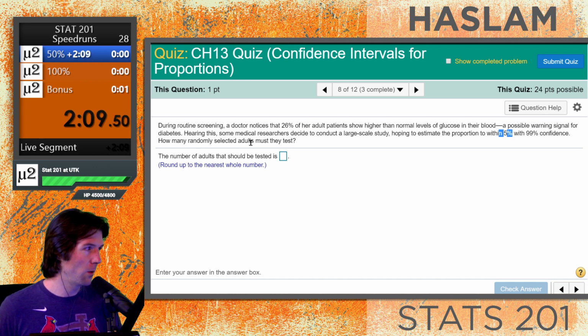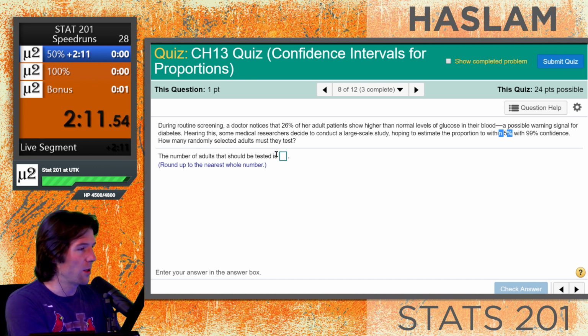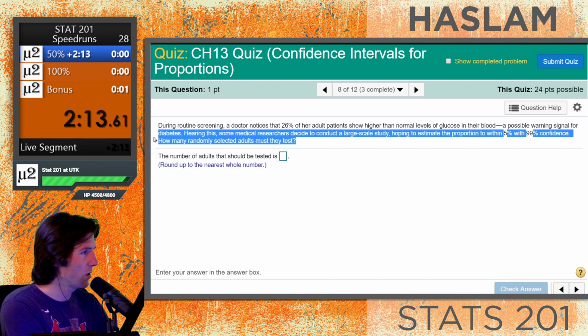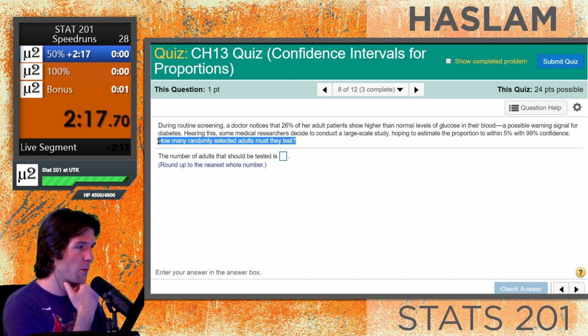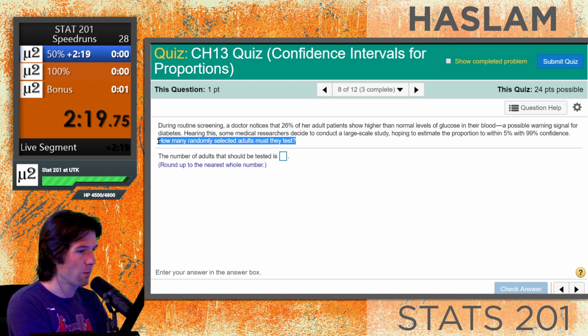So they want to know how many selected adults must be tested. What do they want to solve for? And there's a trick to this problem I'll explain, because part of it the problem doesn't tell you.